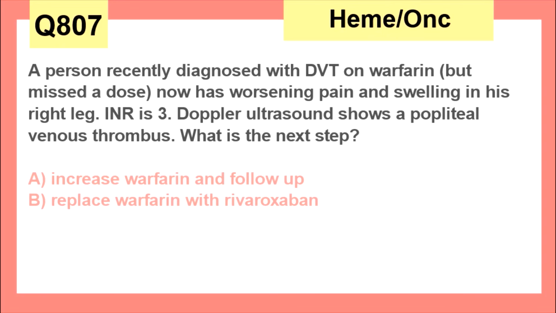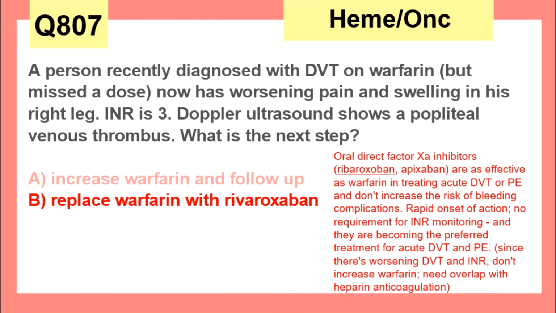807, a person recently diagnosed with DVT on warfarin now has worsening pain and swelling in the right leg, INR is 3. We see a popliteal venous thrombosis. What's the next step? We want to replace warfarin with rivaroxaban. As we mentioned, warfarin should only be used in metal valves, antiphospholipid antibody syndrome, and in case of mitral stenosis with a fib. Here, there's a problem using warfarin. We want to replace it with rivaroxaban. It doesn't increase the risk of bleeding complications, has a rapid onset of action, and no requirement for INR monitoring.